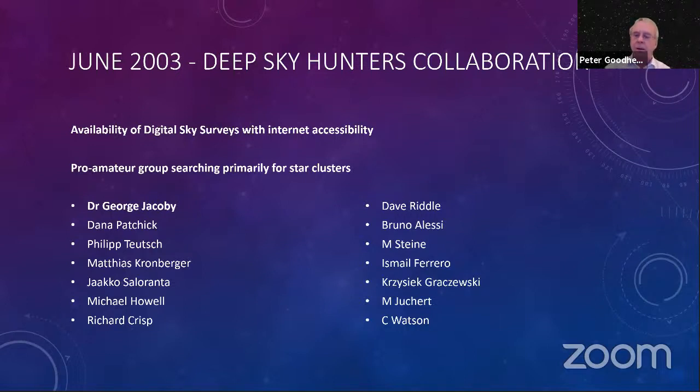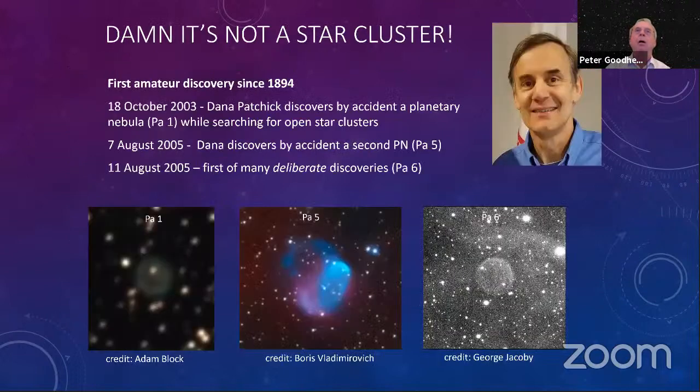However, after a while, a guy called Patrick, who was one of the group, was looking for star clusters, and in 2003 he accidentally came across a planetary nebula. It's the one you can see on the left-hand side of the screen there. He was searching for open star clusters at the time. And Adam Block, who had, I think, graduated from college a couple of years earlier, was working at Kitt Peak, and so he took that image of the first discovery by an amateur since 1894. So that's quite a historic thing.